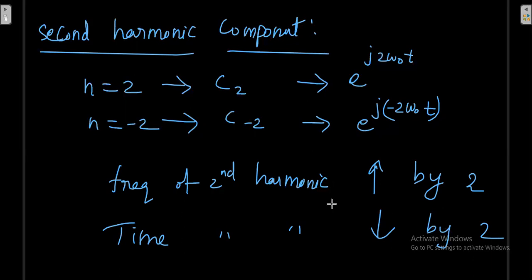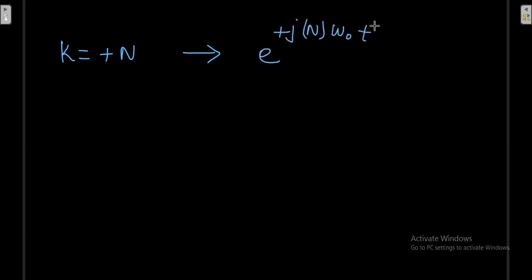Okay, decreases by 2. Similarly, you can write higher order components, third harmonic component, fourth harmonic component, something like that. So again, we can simply say nth harmonic component. When you put k is equal to, say, plus n, then you will be getting e power plus jN omega naught t. That means the coefficient at that time is Cn.